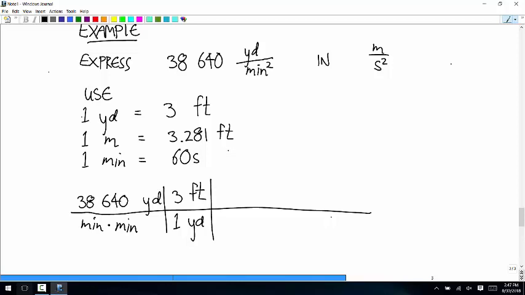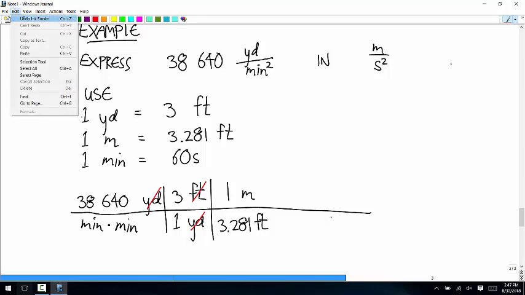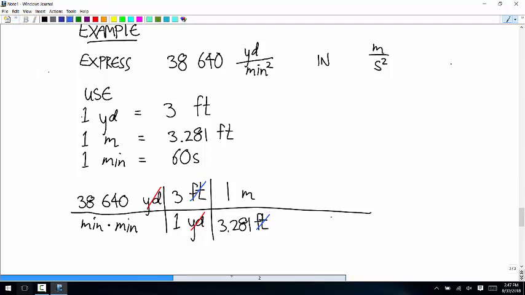And now we want to go from feet to meters. So 3.281 feet is equal to 1 meter. And if you cancel these things out, you see yards goes away, feet goes away. And our units of length are meters, like we want.